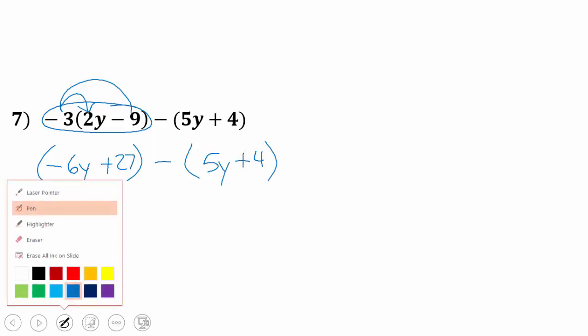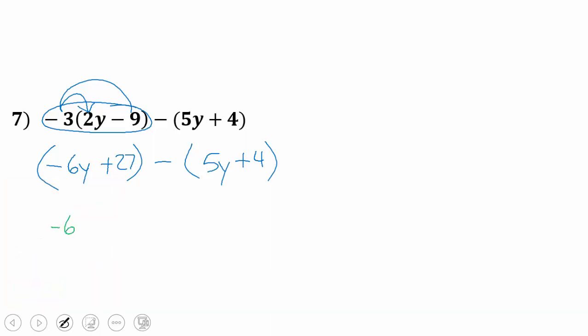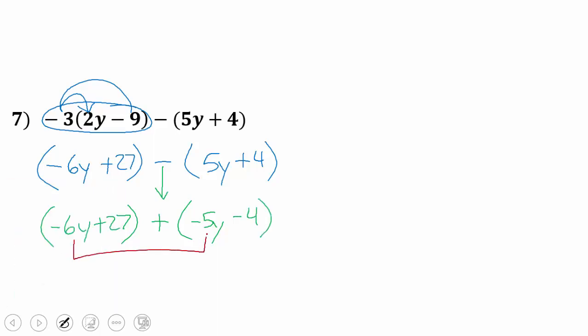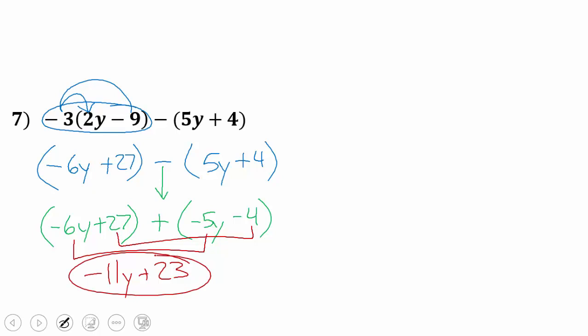Now, what are we going to do? We're going to do our same, change, change. And we're going to say negative 6y plus 27, keeping the first one the same, changing that subtraction to addition, and then changing the sign in every term. That becomes a negative 5y and a negative 4. Lastly, all we have to do is combine like terms. We have a negative 11y, and we have a positive 23. Ladies and gentlemen, pretty straightforward. If you are paying attention, you will find that this stuff gets easier. But you've got to pay attention and really master what we're doing before as we move forward, using the same stuff over and over, applying it in a different way.